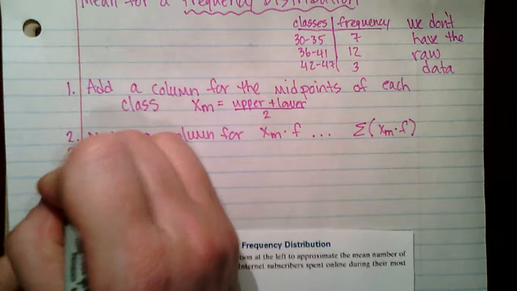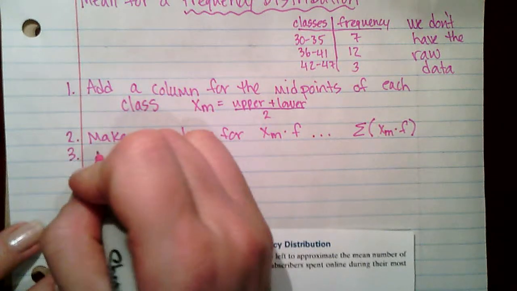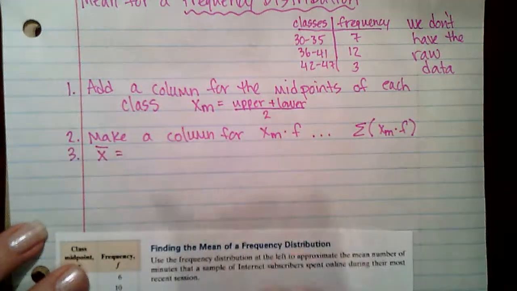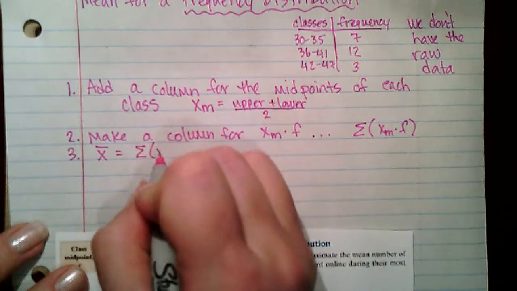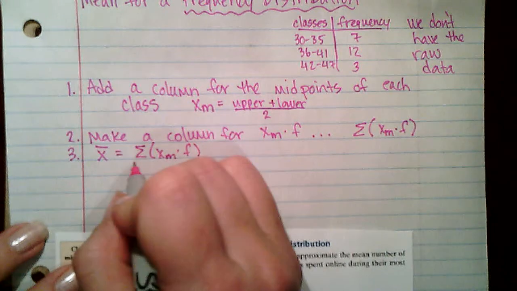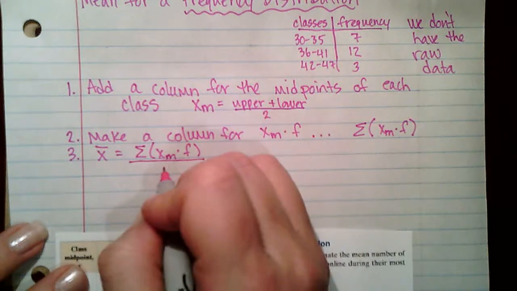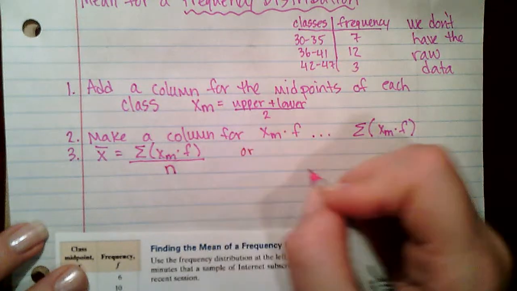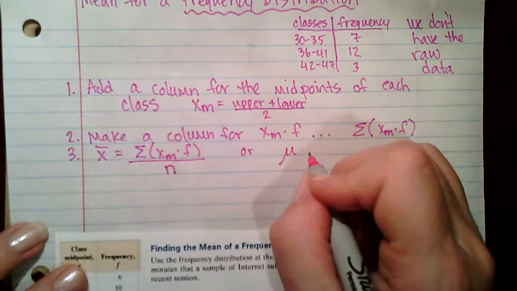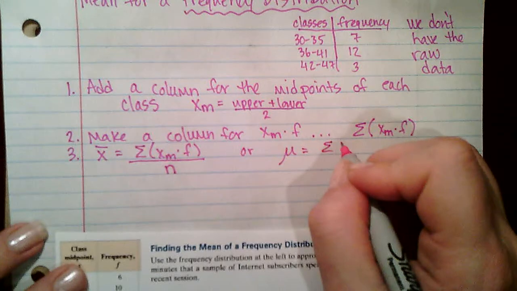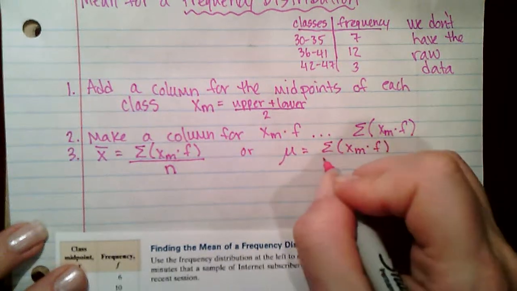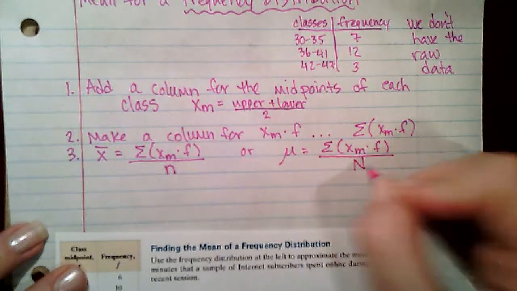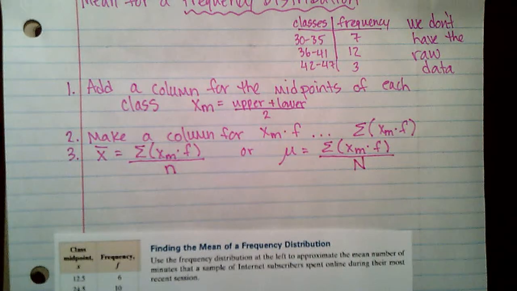Then we have the formula for mean. It's going to be 2 formulas. One will be x bar. That's if we're working with a sample. So we find the sum of x sub m times frequency, and we're going to divide that by n, which is the sample size. Or if we have population data, it's going to be mu equals that same sum of x sub m times frequency, but now our sample size is not a sample size, it's a population size, so it's that capital N for population size.